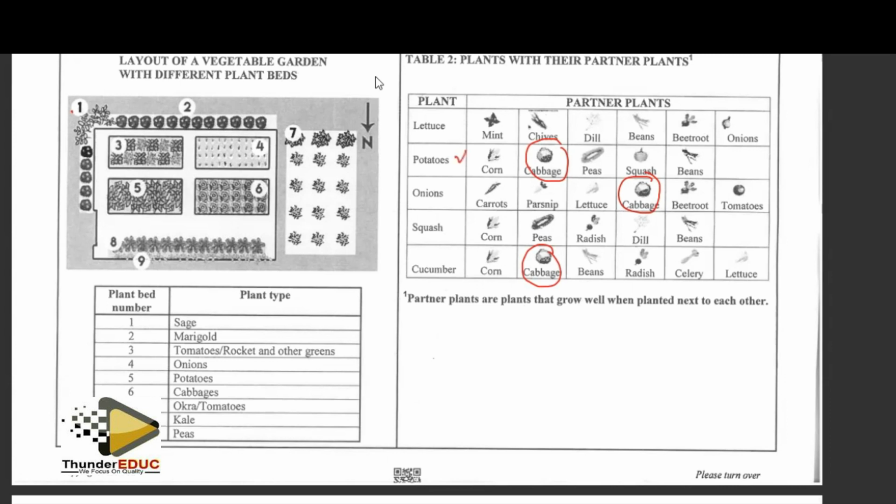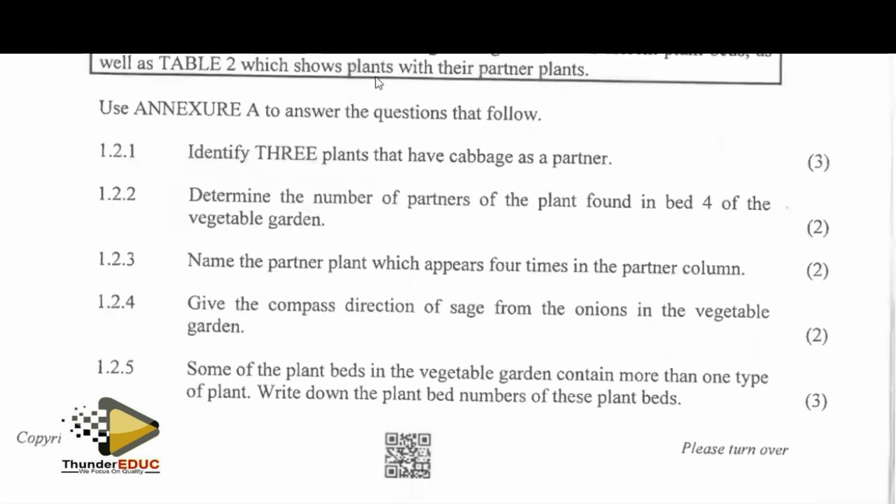So these are the plants. We have potatoes, onions, and cucumber. So our answer there becomes we have potatoes, cucumber, and onions.